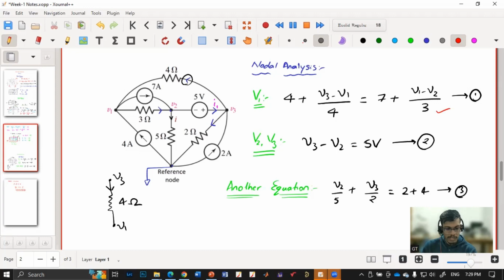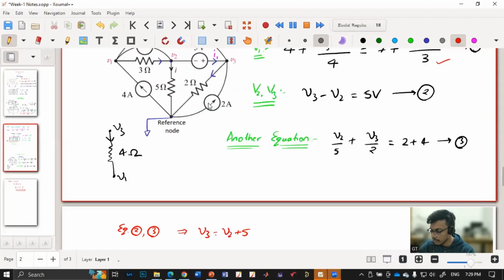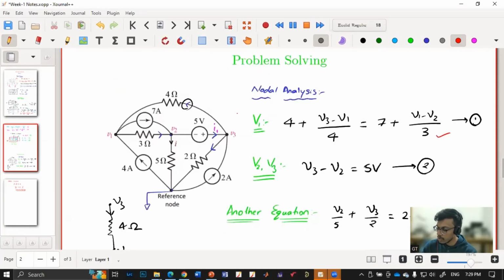As I have discussed before in the previous example, if there is a voltage source directly between two nodes, then I cannot apply KCL at this node and that node separately. Why? Because I don't know the current that is passing, right? So in such cases, we have to find some way to get another equation. There is a voltage source between V2 and V3, so I directly got V3 minus V2 is 5 volt, because they're connected by a fixed voltage source.